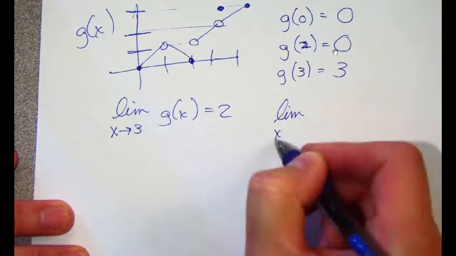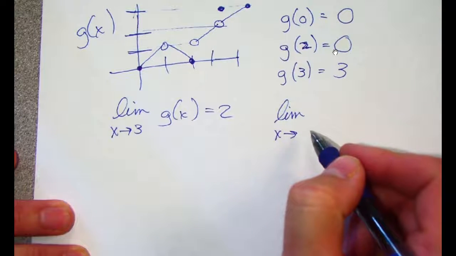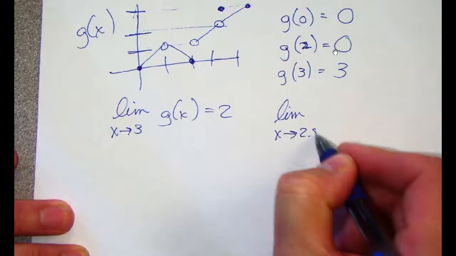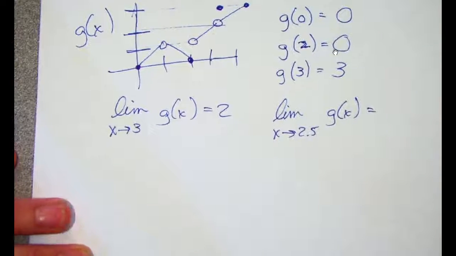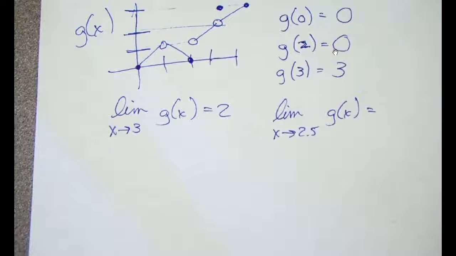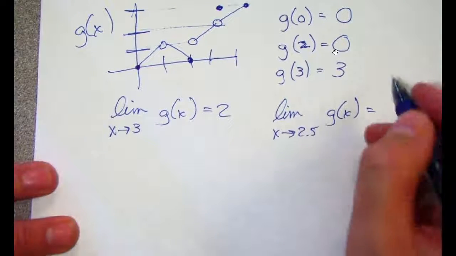If I said, what's the limit as x approaches 2.5 of g of x? So 2.5 is like here. I have to pretend I don't know what's going on right there. It looks like my y value should be about 1.5. Do you agree? Also, my y value is about 1.5. So in this case, they're the same, but they're not always. When they're the same, let's call them continuous. When they're not, it's called discontinuous. We'll call it that in a couple days. So the limit as x approaches 2.5 would be approximately 1.5.